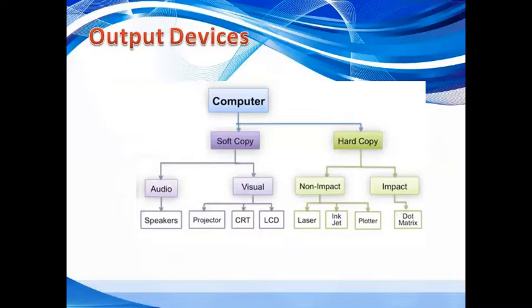Then we have hard copy. The physical form of your output is called hard copy. You can touch it easily and move it easily. The output printed on paper is called hard copy output. The common devices to produce hard copy output are printers and plotters.